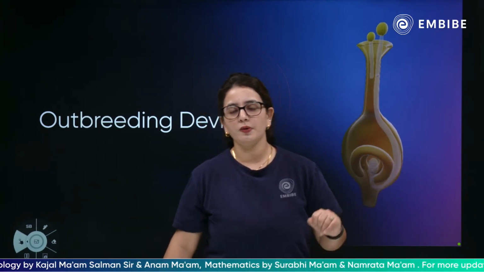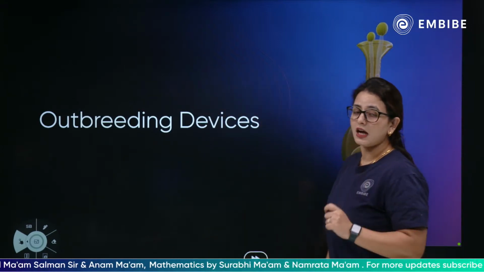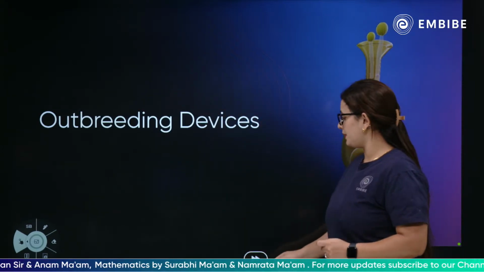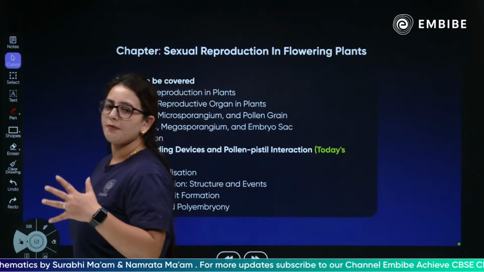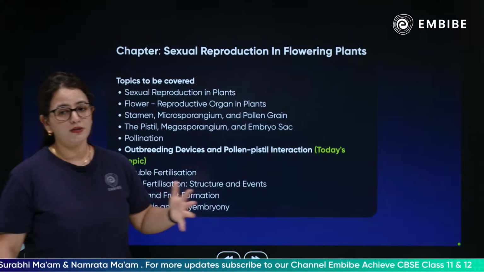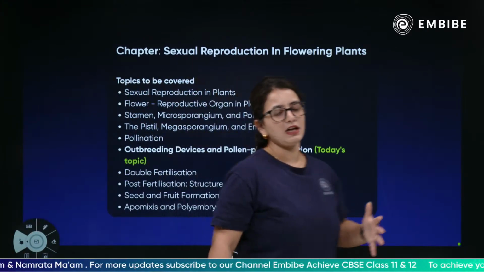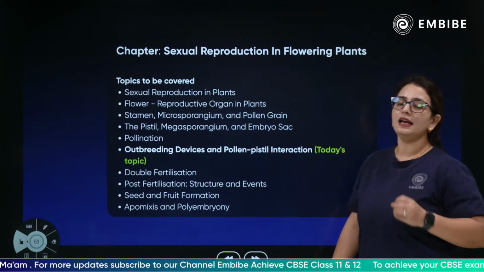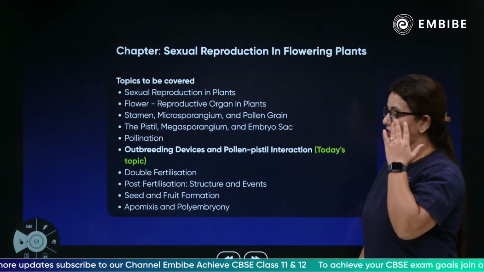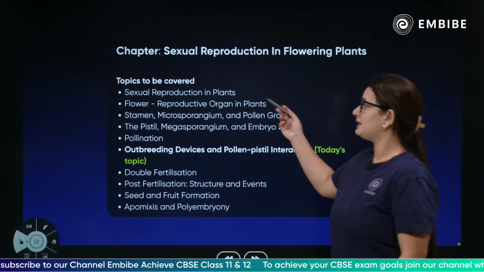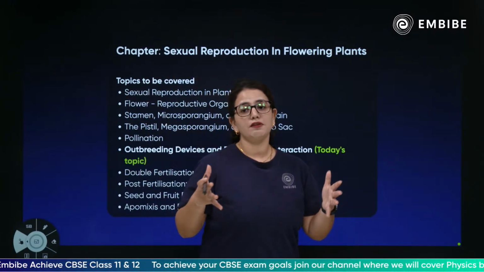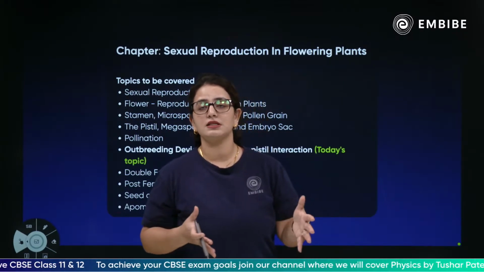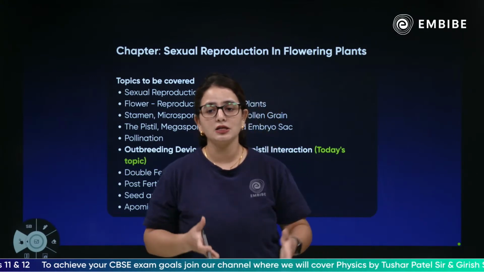Without wasting any time, let's start with the first topic, the outbreeding devices. Next. Children, in this chapter, all the topics have already been covered, and today's topic is the outbreeding devices and, of course, a little bit about pollen-pistil interaction. We have completed the introduction to sexual reproduction in flowering plants. We have discussed the flower parts and accessories. We have discussed the microsporangium and megasporangium.